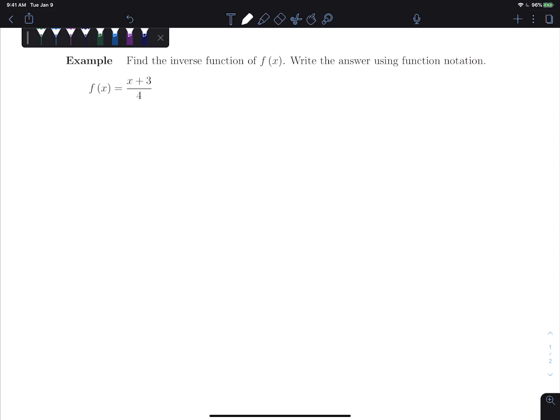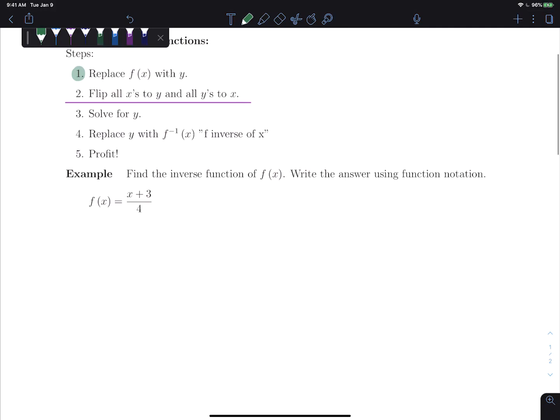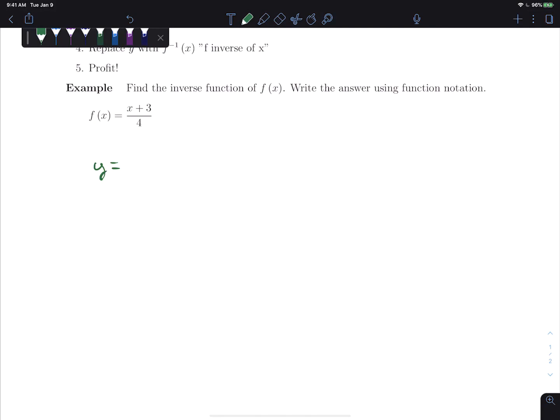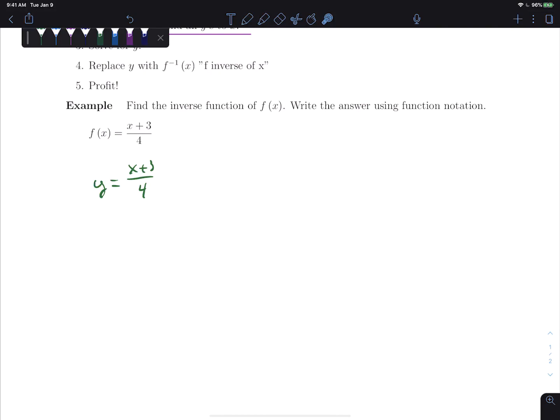Wonderful. So we have f of x equals x plus 3 all over 4. On this first step, I'm going to replace f of x with y. So I'm going to get y equals x plus 3 all over 4. Good. Then I'm going to flip all x's to y and all y's to x. That means that this y will become x and this x will become y. And of course I like to draw a line because everything beyond here is going to be the inverse function. So that's going to give me x is equal to y plus 3 all over 4.